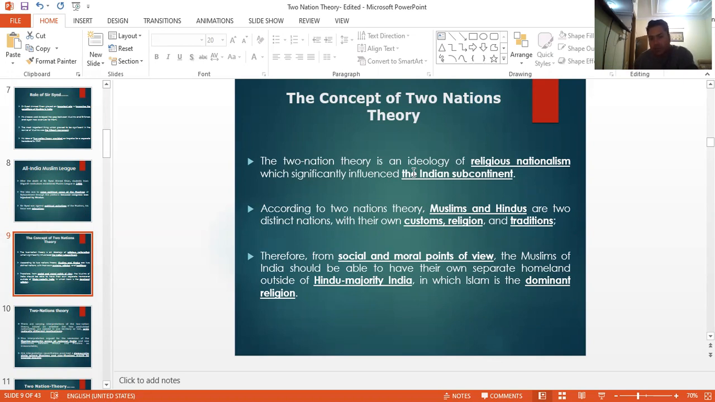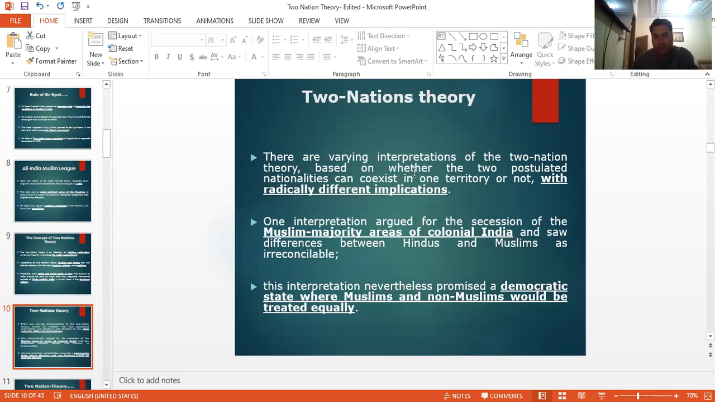So, according to the two nation theory, Muslims and Hindus are two separate nations with different customs, religion, and traditions, of course. So their social life is different. Their heroes are different. Their history is different. Therefore, from the social and moral point of view, the Muslims of India should be able to have their own separate homeland outside of Hindu majority India, in which Islam is the dominant religion and where they are not facing any subjugation by the majority, like, for example, the Indian Hindus.